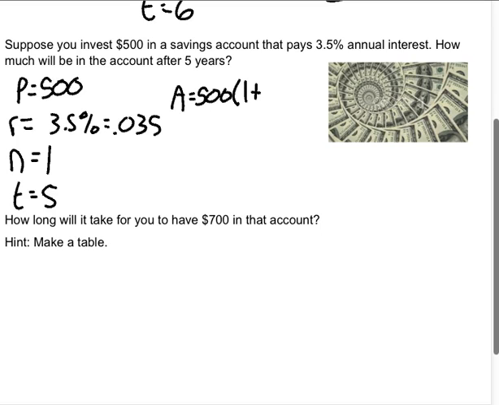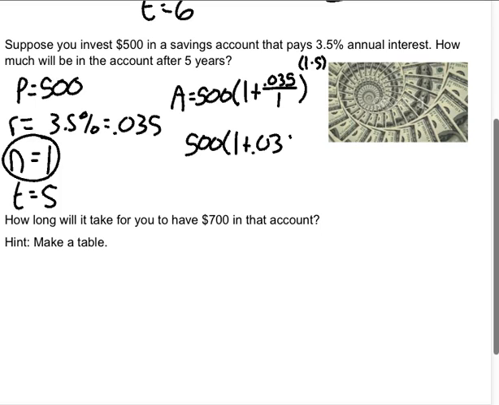0.035 divided by 1, 1 times 5. Now here, I hope you see something interesting happen. So when n is 1, when you're only making that interest once a year at the end of the year, notice what happens. Because of those ones, that should look familiar to you. Isn't that just this?